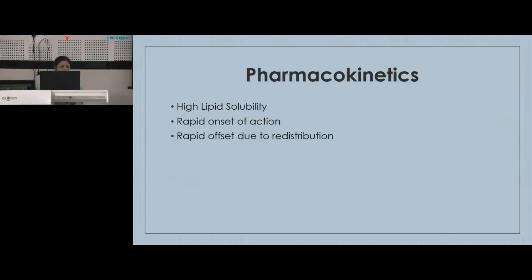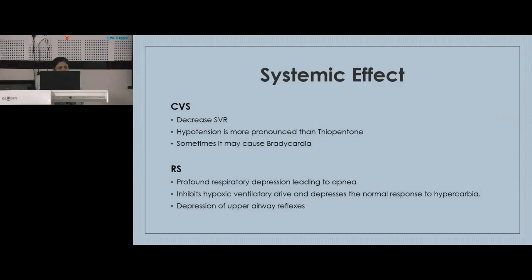It has high lipid solubility, which causes rapid onset of action, and its rapid offset is due to redistribution as well as elimination. So it is a drug which is known for clear-headed recovery. Systemic effects: it causes decrease in systemic vascular resistance. So hypotension, which is more pronounced than with thiopentone, and it can cause bradycardia also. So it should not be given to patients who are dehydrated or in shock.